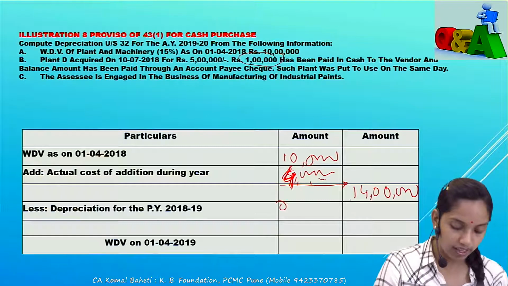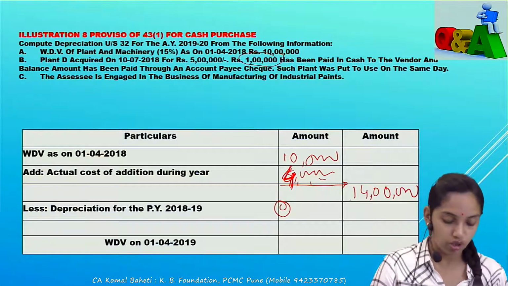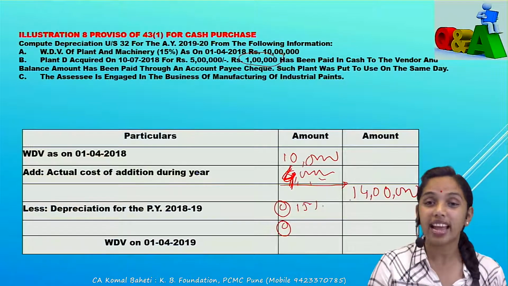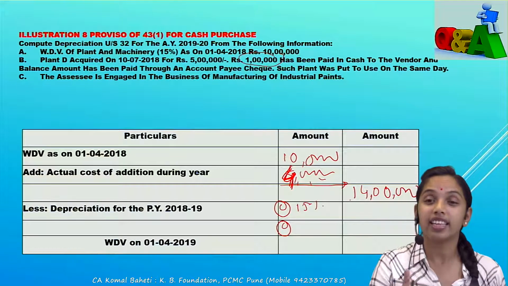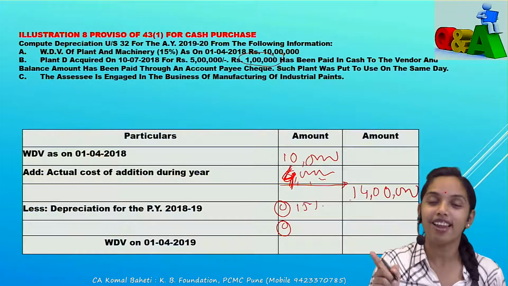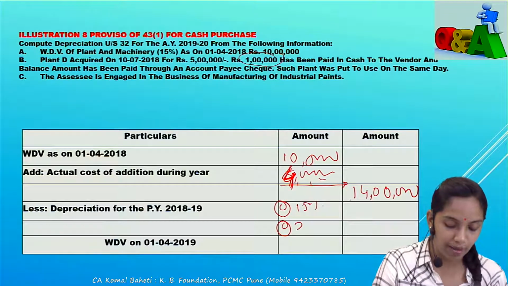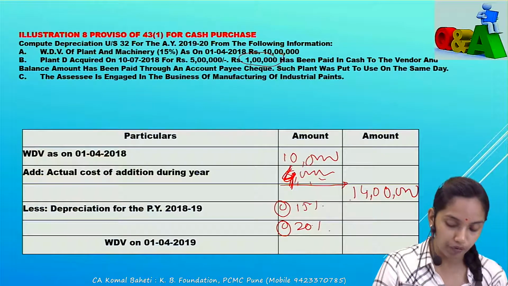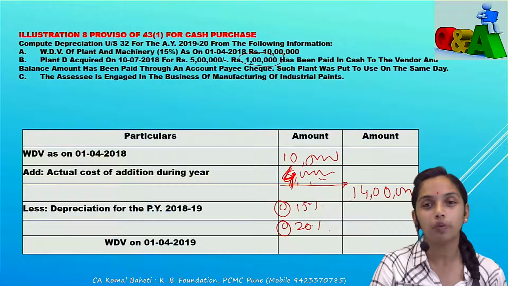So there is no asset put to use for less than 180 days. So straightaway the 15% depreciation and additional depreciation. It has not been specified that this manufacturing unit is situated in a notified backward area. So I will assume the additional depreciation would be available at the rate of 20%. So the normal depreciation at the rate of 15% and additional depreciation at 20%.